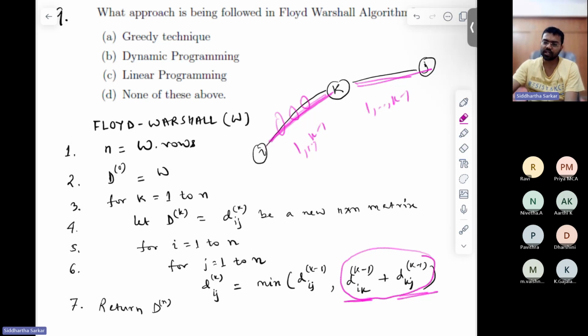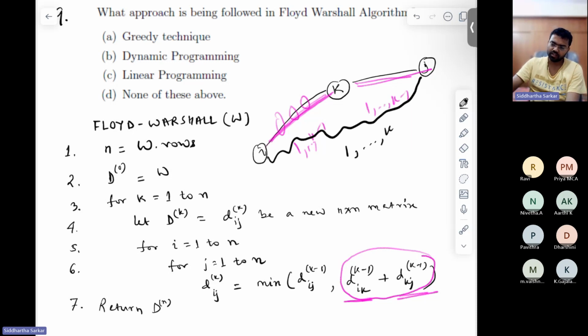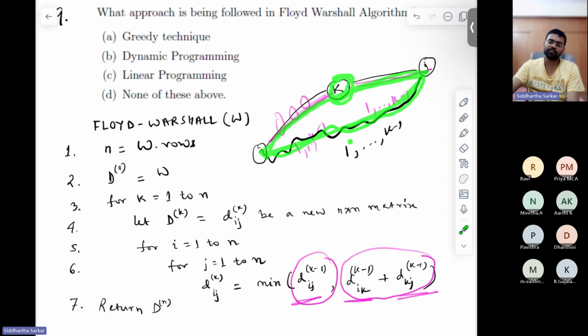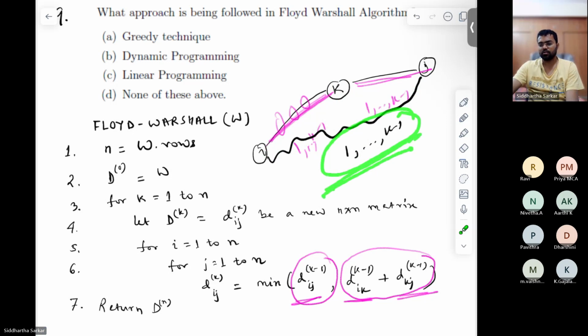The other cost is where you do not use k at all. You have found that there is another path from i to j that doesn't use k, and in this path also you have vertices from 1 to k minus 1 only. So whichever is minimum, you take this. Basically you have divided the problem into two subproblems. One is where you have used the vertex k as an intermediate vertex to go from i to j. The other is where you have not used k, so you use vertices lying in 1 to k minus 1 only. And then you have defined this recurrence.